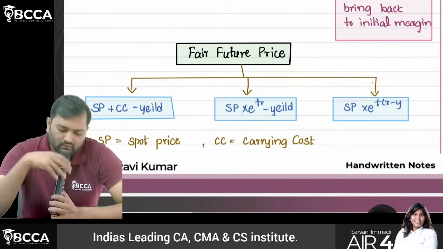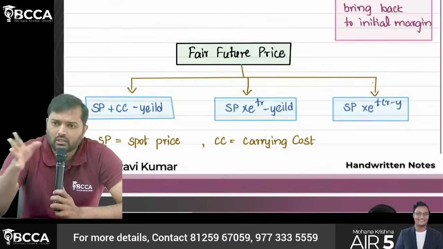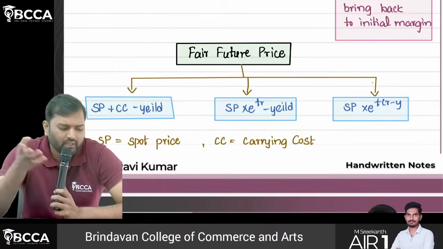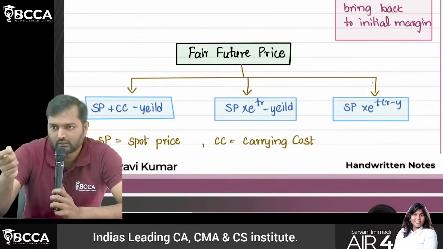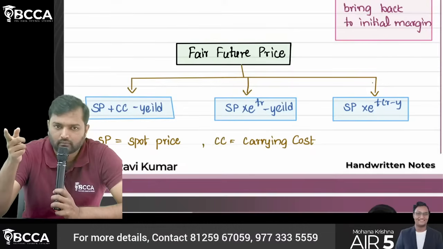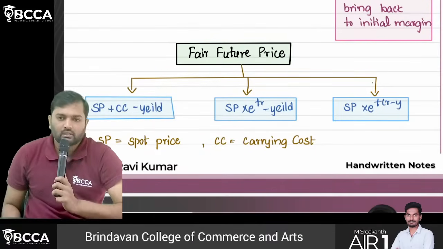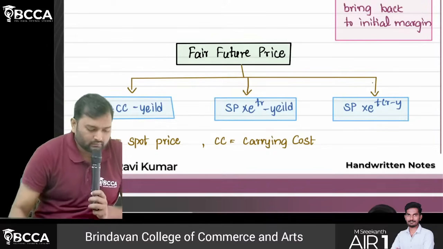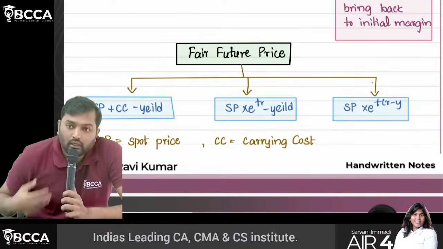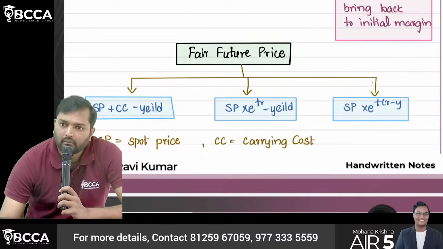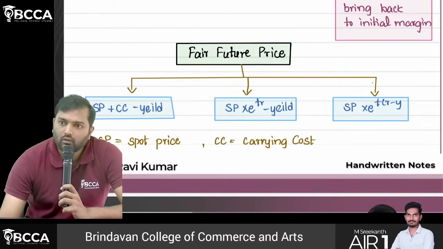Okay. But here, spot price plus carrying cost. Carrying cost means what? In a share you will not incur any storage cost or something. You will be incurring interest. You know the normal compounding. Normal compounding means P into (1 + i)^n, principal into 1 plus interest power n. So that is normal compounding.